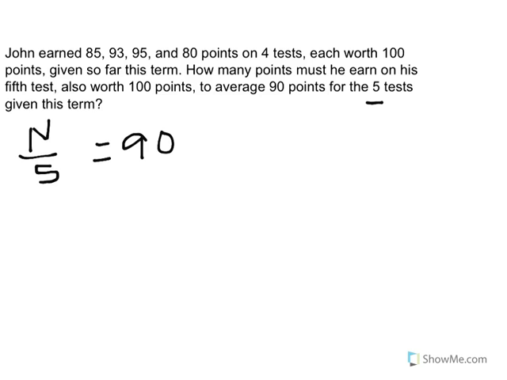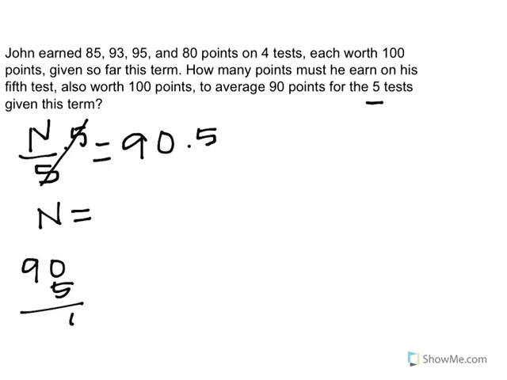Well, we can solve for n. We have to try to get n by itself. In order to do that, we can multiply both sides by 5. That cancels out, which leaves us with n equals 90 times 5. Well, we can multiply 90 times 5 out.